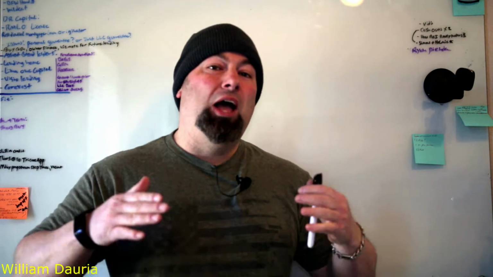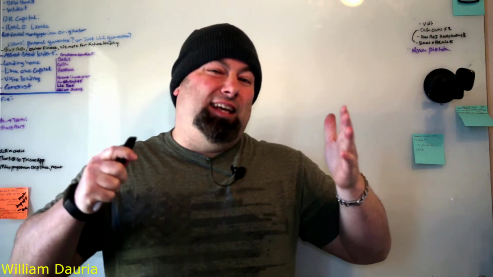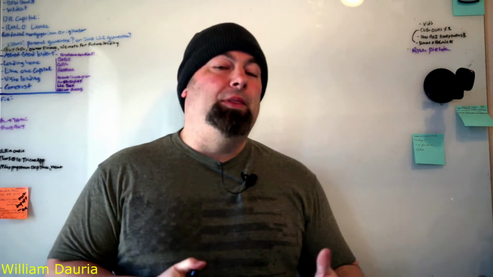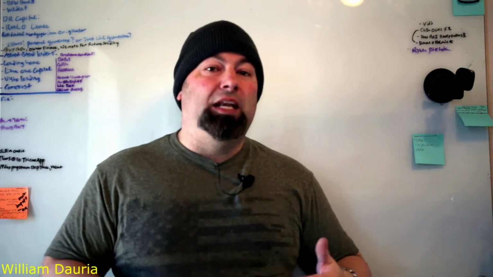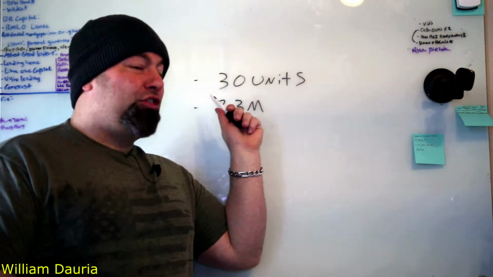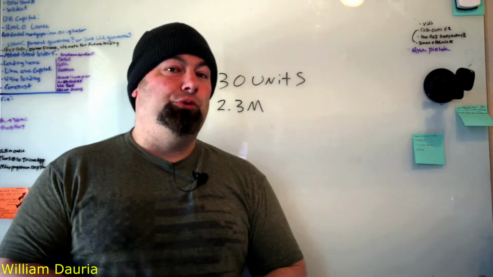Today we're going to talk about how to analyze an apartment complex. Now this in context is generally everything from 5 units all the way up. And this is the simple, down and dirty way to determine, is it a deal at all? For this example, we are going to use a 30-unit apartment complex. They're selling it for $2.3 million.